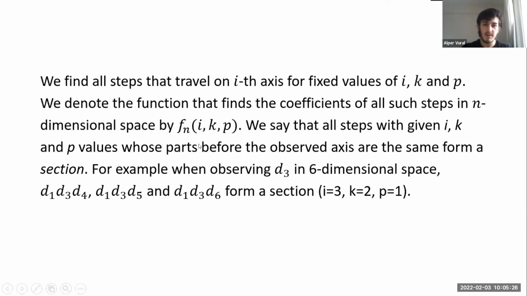We find all steps that travel on the ith axis for fixed values of i, k, and p. We denote the function that finds the coefficients of all such steps in n-dimensional space by f_n(i, k, p). We say that all steps with given i, k, and p values whose parts before the observed axis are the same form a section. For example, when observing d6, d3 in 6-dimensional space, d1, d3, d4, d1, d3, d5, and d1, d3, d6 form a section because the part before d3 is fixed.